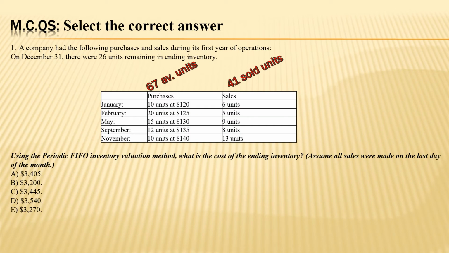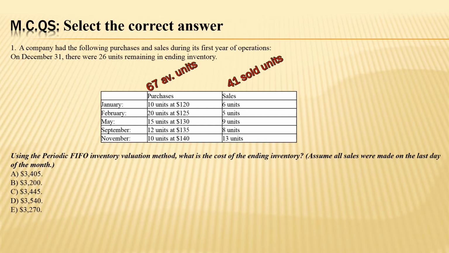Okay, now let's solve these MCQs on the inventory costing methods. Number 1, a company had the following purchases and sales during its first year of operations. On December 31st, there were 26 units remaining in ending inventory. Here we have this table available. For every month, how many units were purchased and at how much cost per unit.